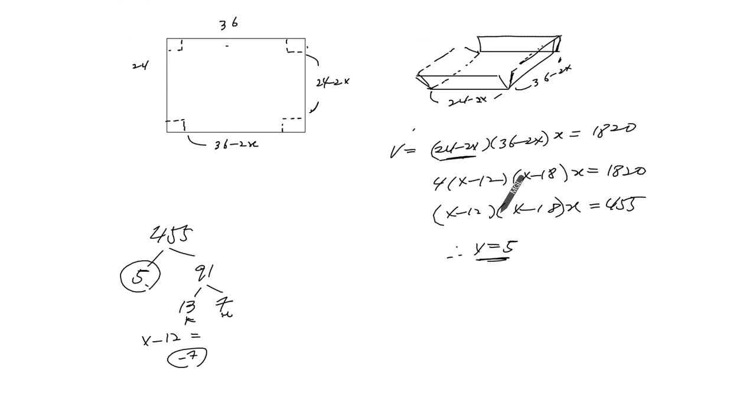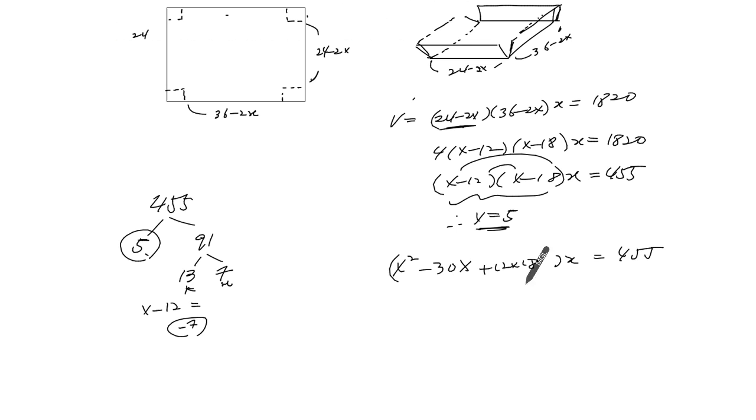So let's expand what we have in here first. We get x squared minus 12 minus 18, that's minus 30x, and then it's 12 times 18. Multiply x in, you get x cubed minus 30x squared, and 12 times 18x, bring the 455 out.